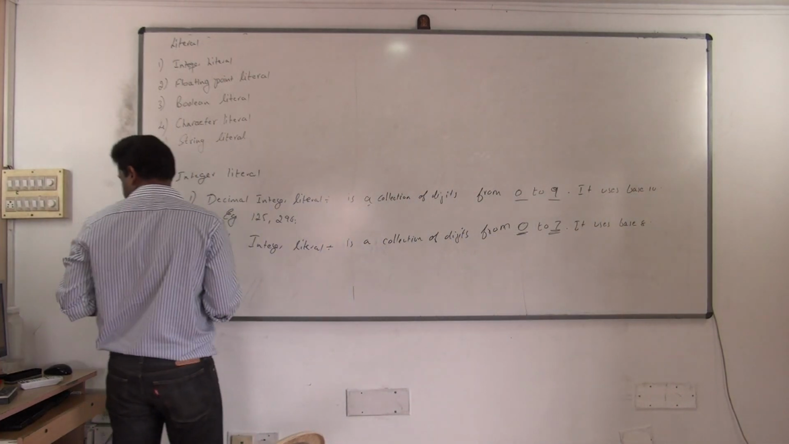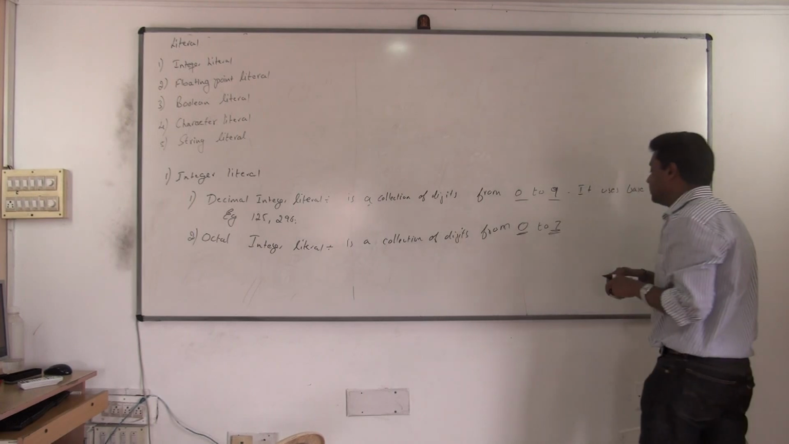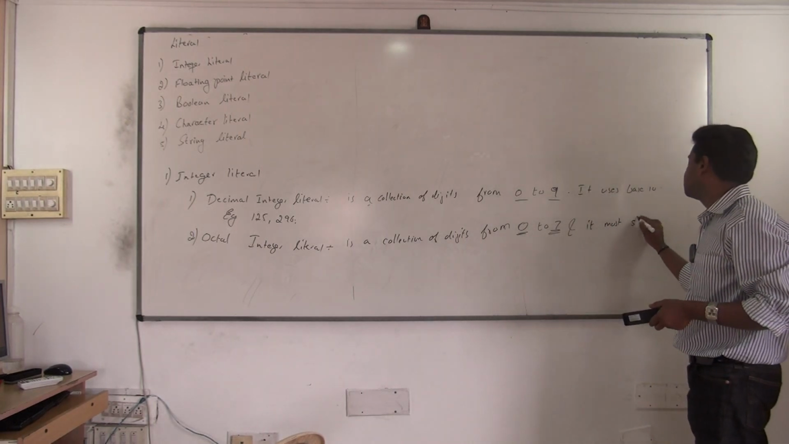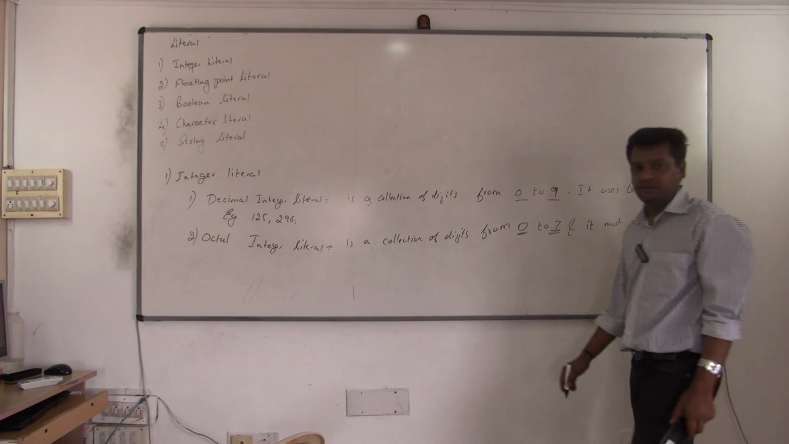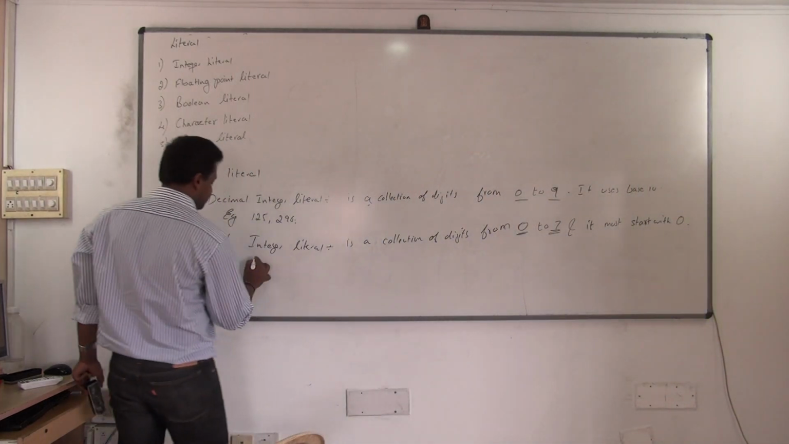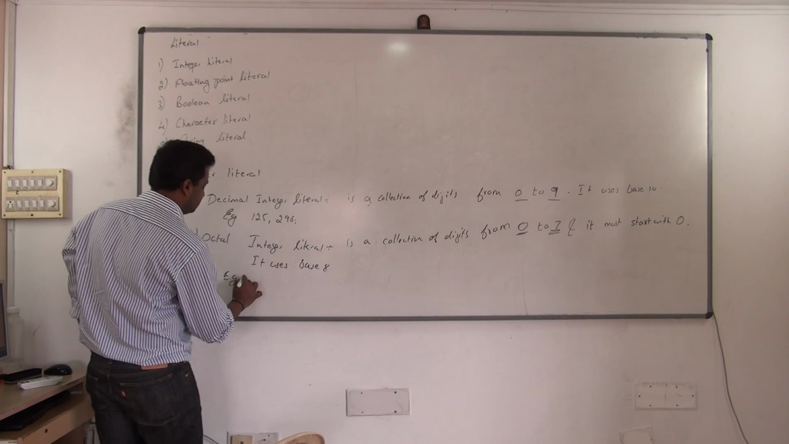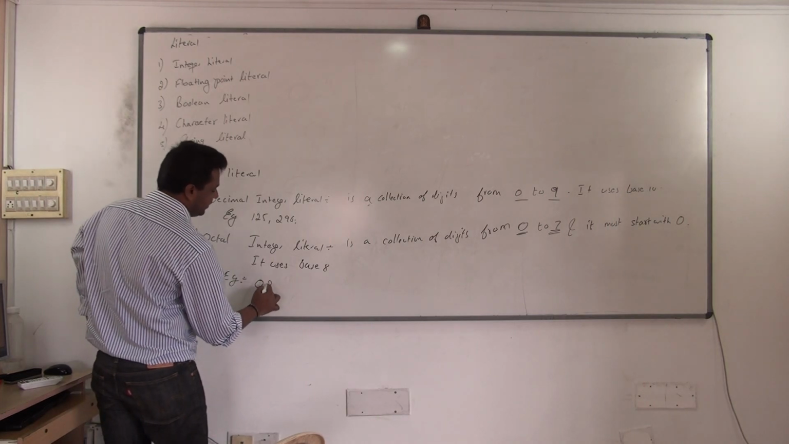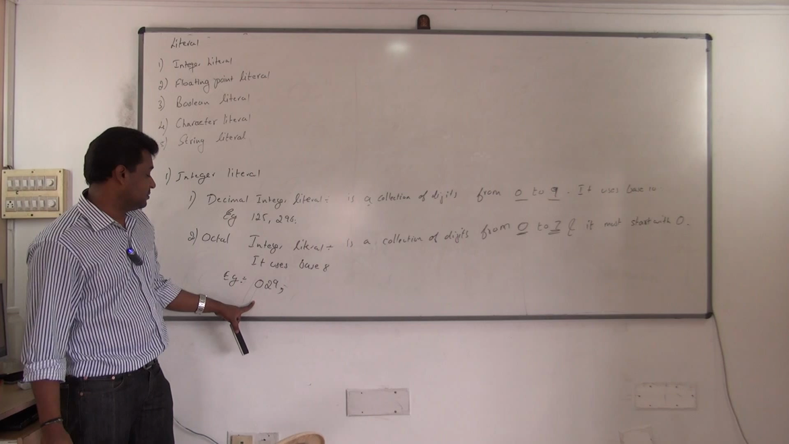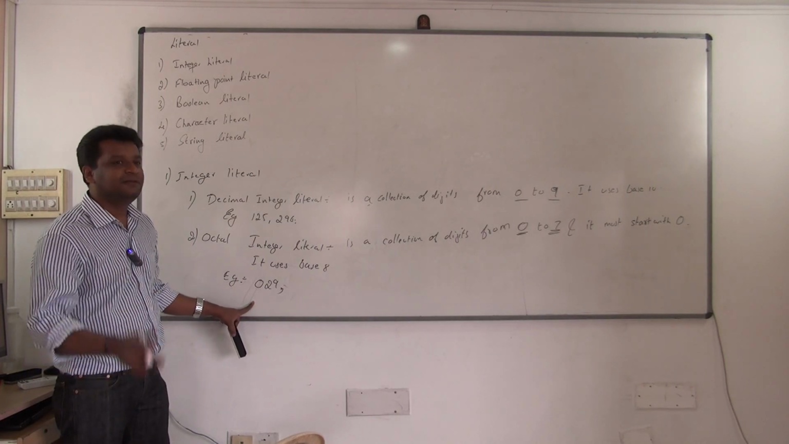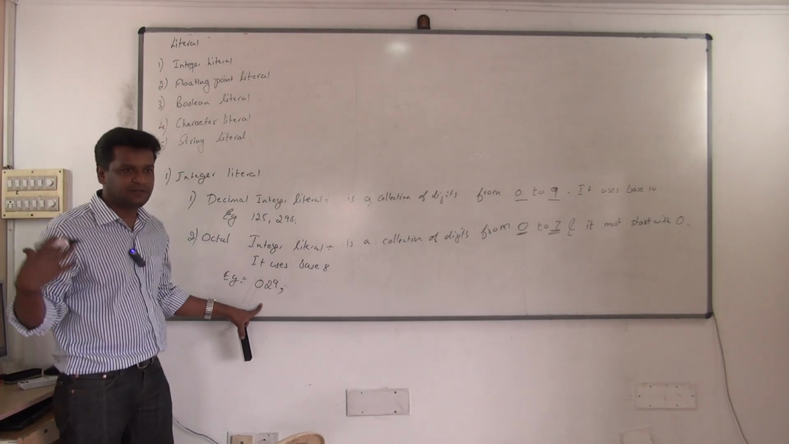One more point you can add here. It is a collection of digits from 0 to 7 and it must start with what? It must start with 0. That is mandatory. So then it uses what? Base 8. Example, 029 valid. This is base 8 now, but don't think it will be 29. It will be some other value. If you convert it to decimal, base 10, this will be converted into different format. We'll see. Computer only will give the answer for you.